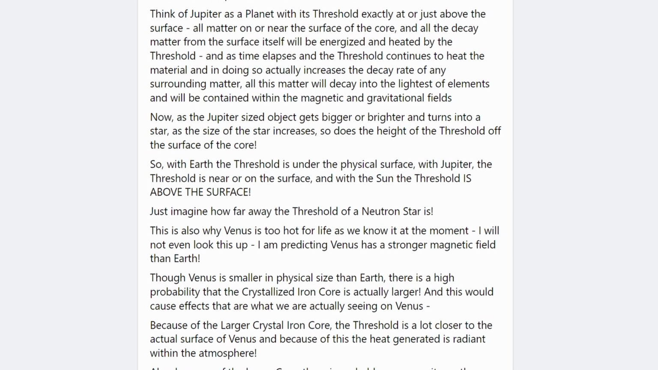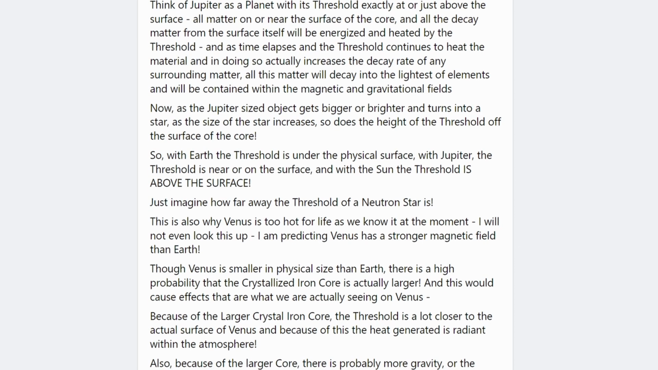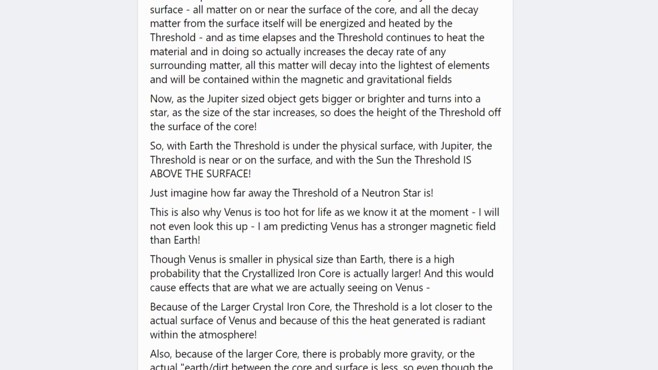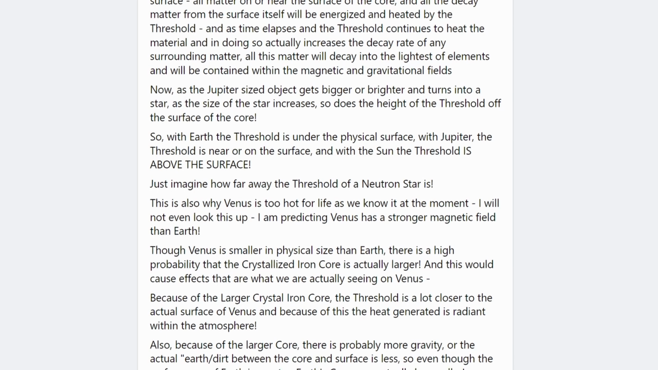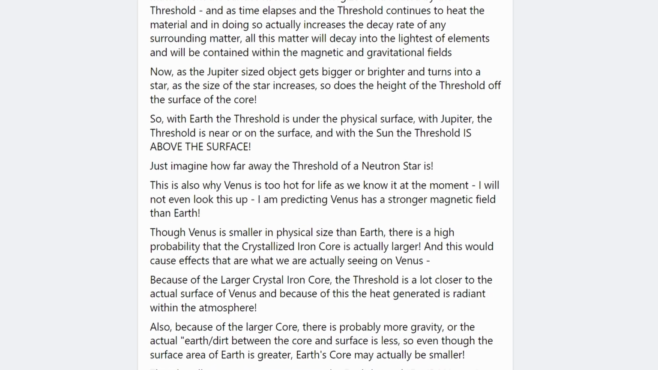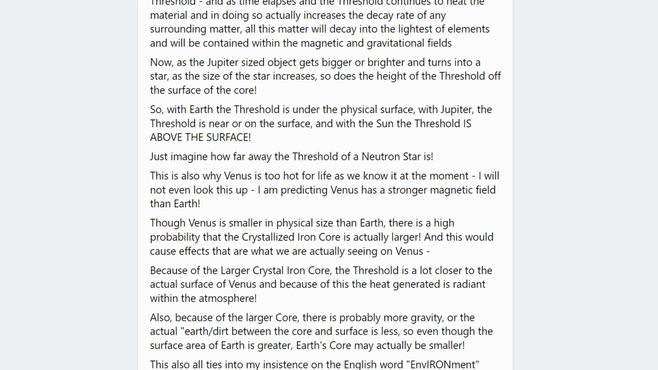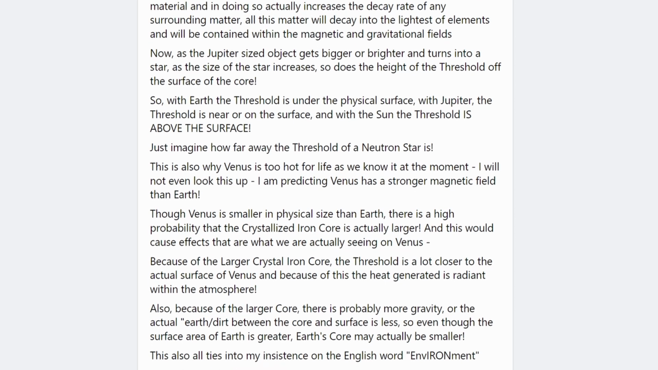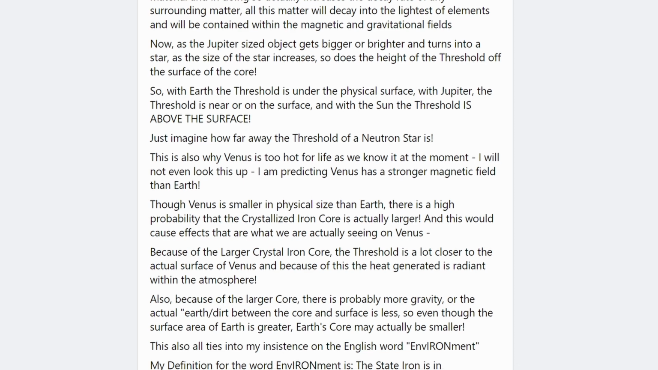This is also why Venus is too hot for life as we know it at the moment. I will not even look this up. I am predicting Venus has a stronger magnetic field than Earth. Though Venus is smaller in physical size than Earth, there is a high probability that the crystallized iron core is actually larger. And this would cause effects that are what we are actually seeing on Venus.